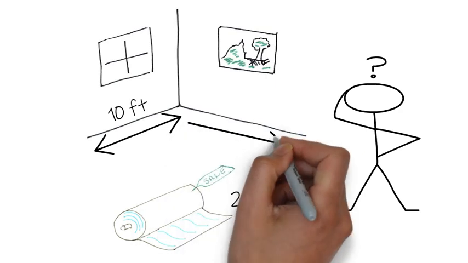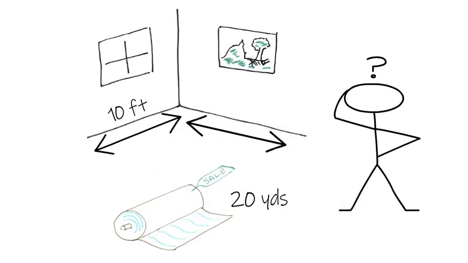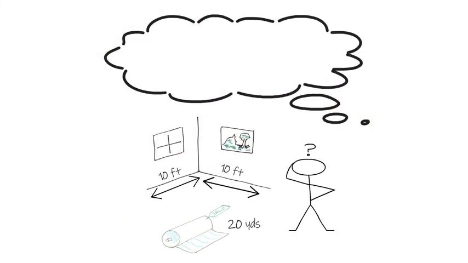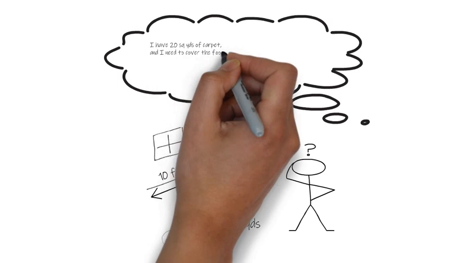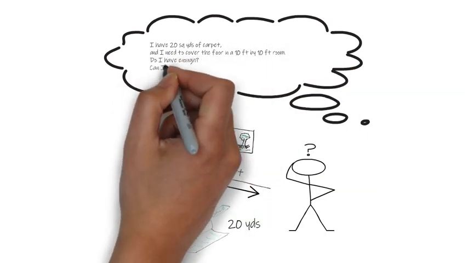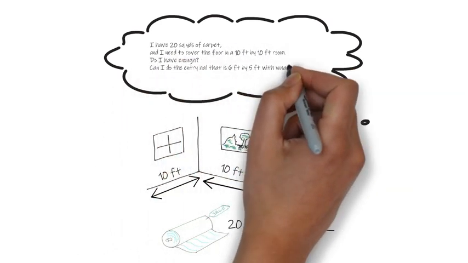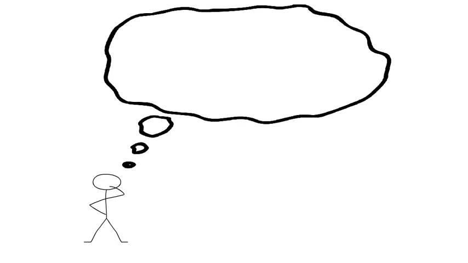Well, our room is 10 feet by 10 feet, but our carpet's in yards. So how are we going to approach the problem? I have 20 square yards of carpet and I need to cover the floor in a 10 by 10 foot room. Do I have enough? And can I do that entry hall that's 6 feet by 5 feet? So let's think of how we're going to approach it.